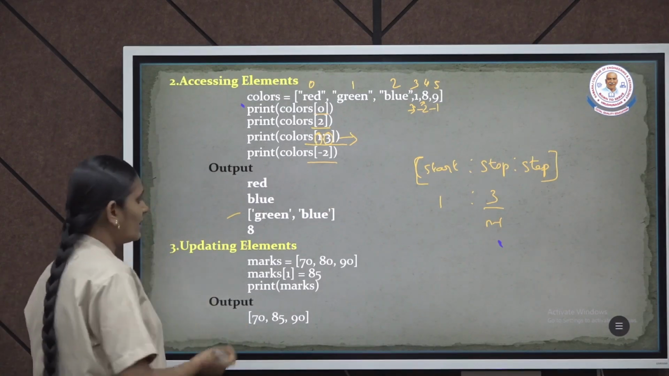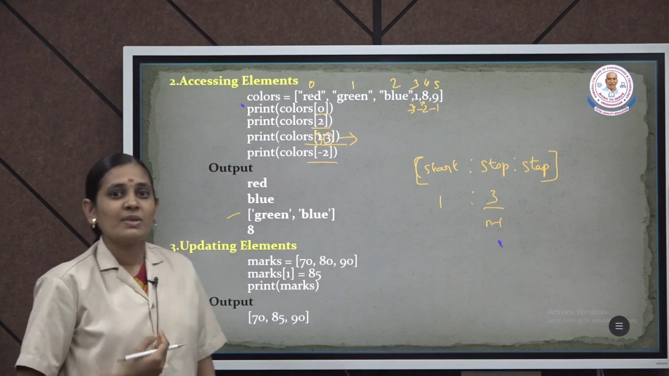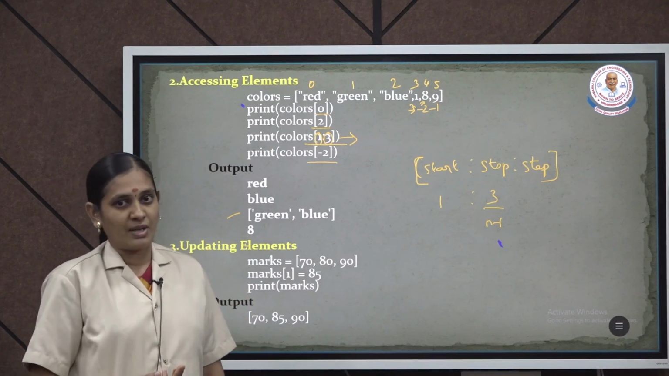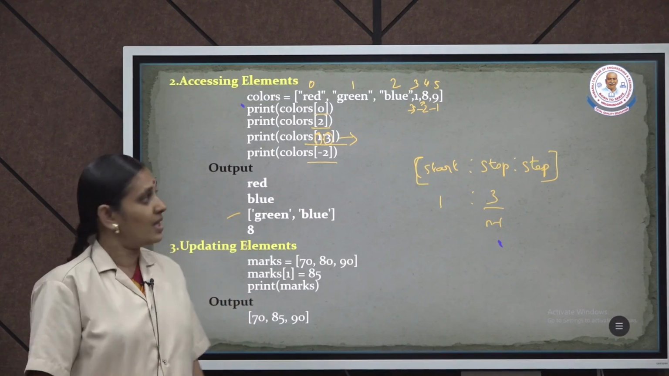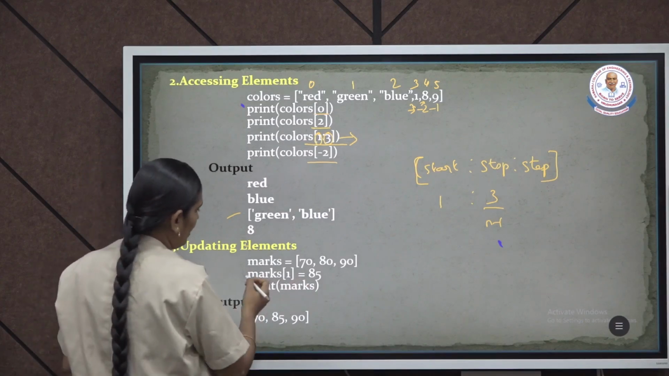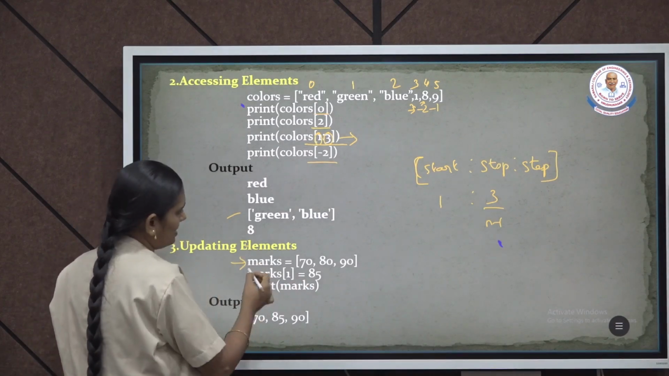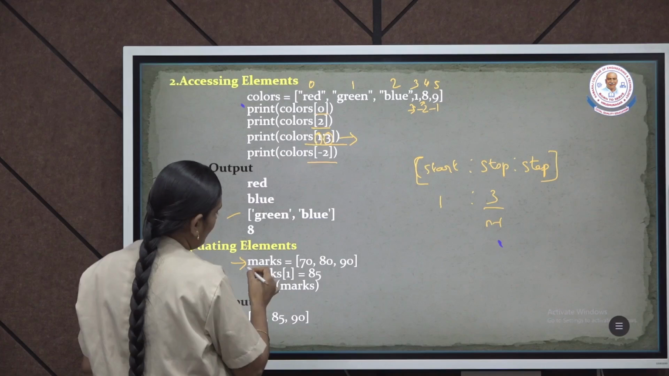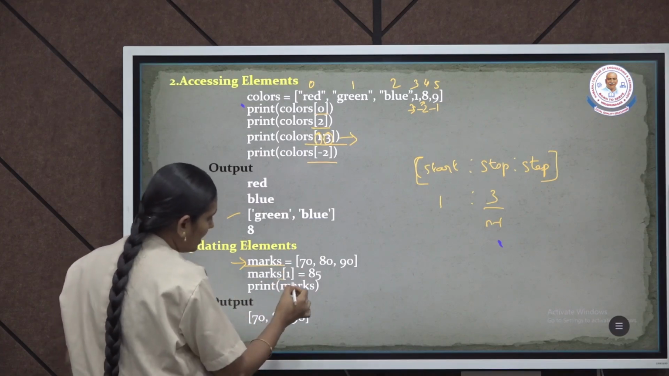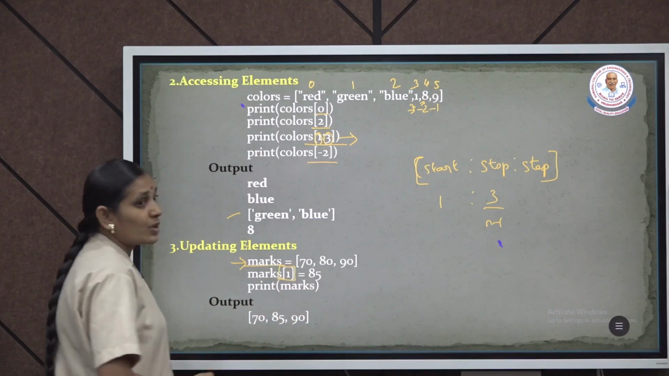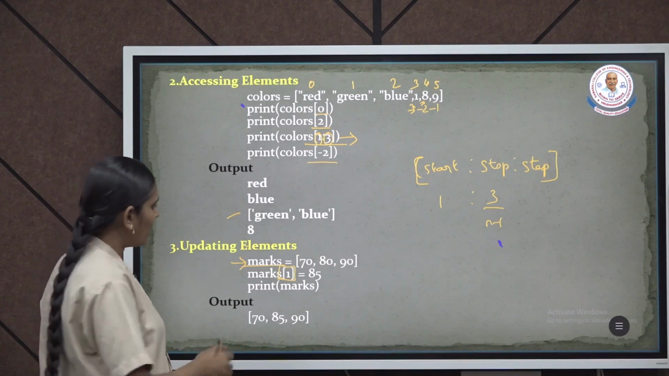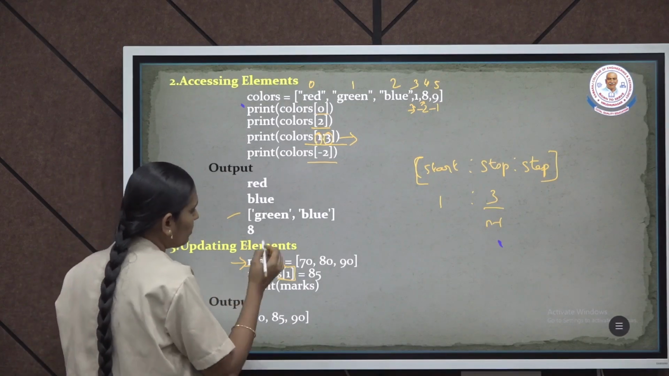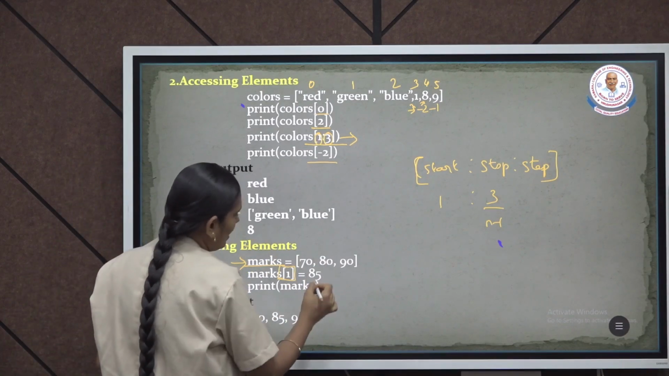And updating the element, what is meant by updating? Updating means we are trying to modify an element which we have already stored in the list. So here I have created the list 17, 18, 90. This list name is marks. Here I have tried to update the list element using its index value. Here I am trying to update the first index value as 85.